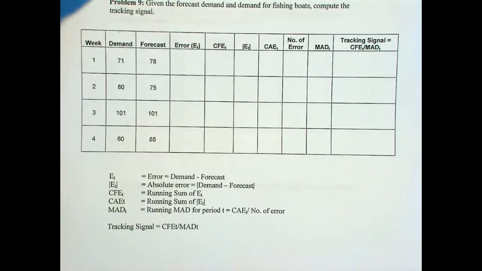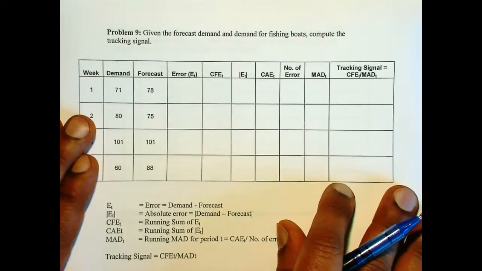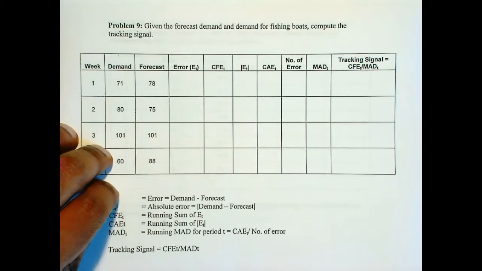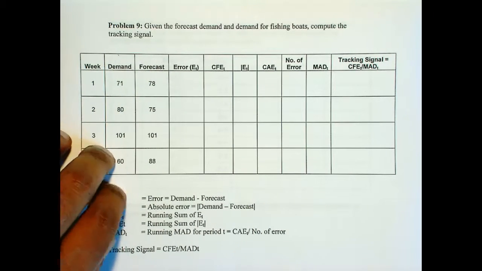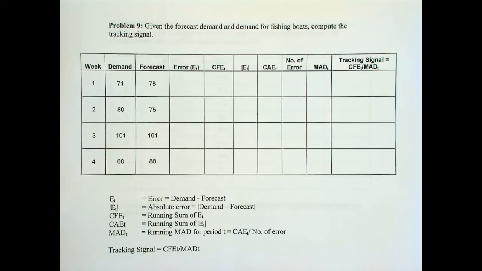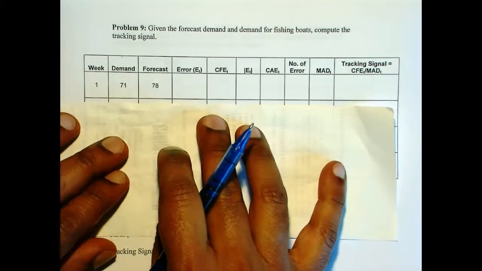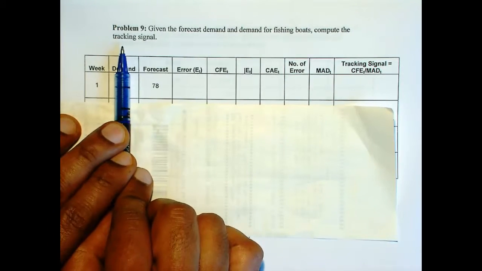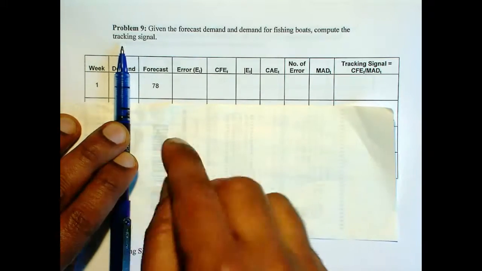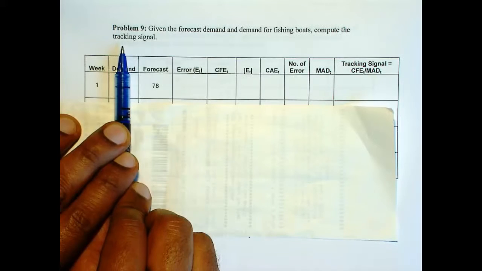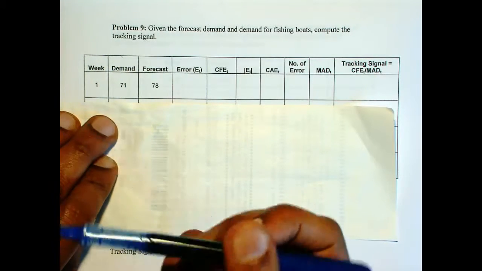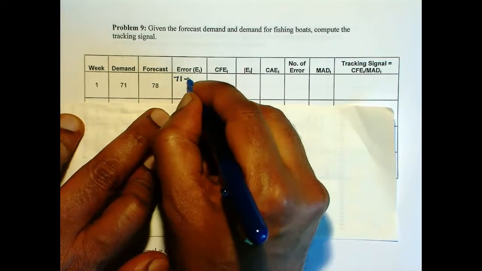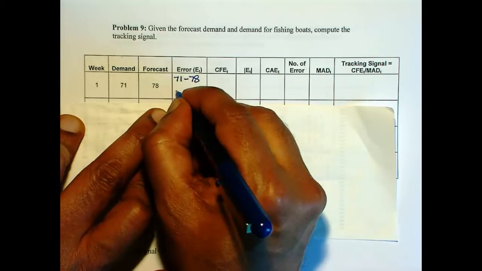Okay, tracking signal. So here we have the demand and the forecast. So we have to do this one period at a time. At the beginning, you will have only the forecast for the very first week. Let's assume using some method we have come up with a forecast of 78. At the end of week 1, we will have the actual demand as well. Then we can compute the error, which is 71 minus 78 is minus 7.